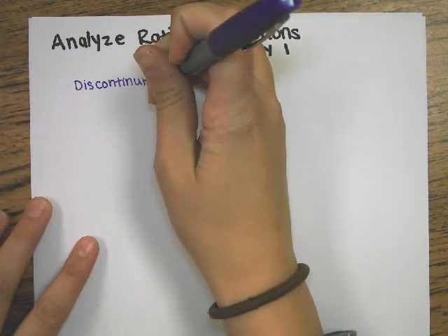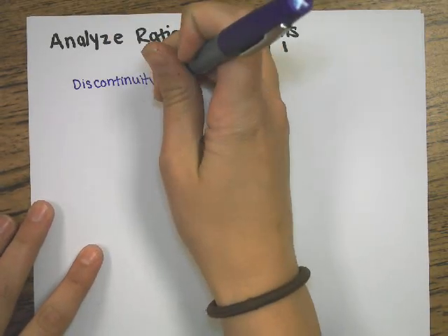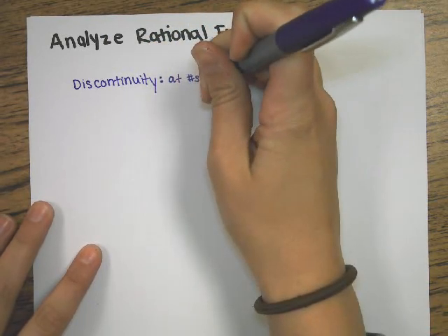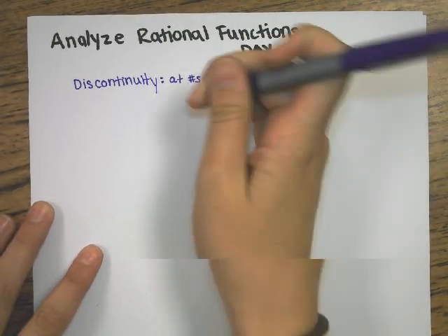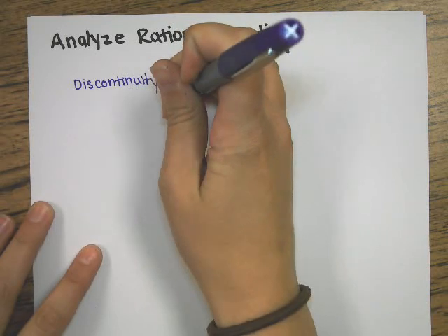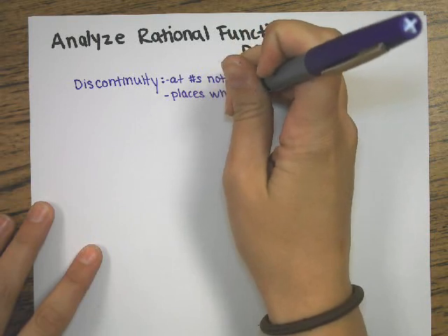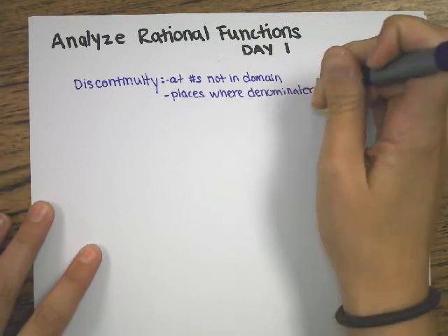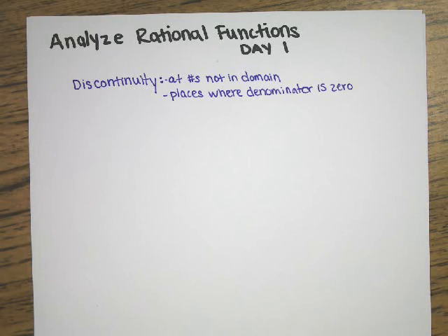So a discontinuity is going to be any place outside of the domain. So discontinuities happen at numbers not in the domain. And when we're talking about a rational function, these are going to be places where the denominator is 0. That's going to be a number that's outside of our domain. That's going to mess our function up. It's going to cause a discontinuity.